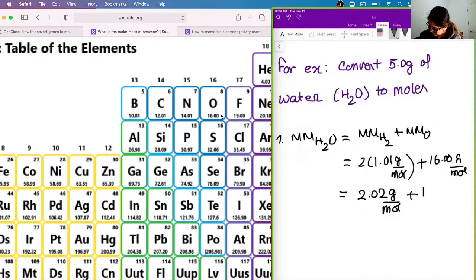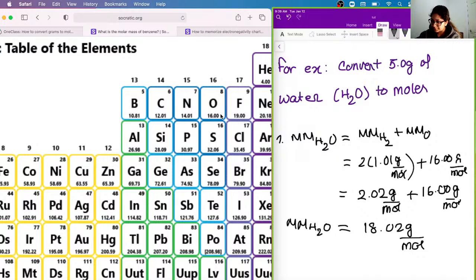Add this with 16.00 grams per mole. When you add these two numbers together, you get 18.02 grams per mole. So the molar mass of water is 18.02 grams per mole.